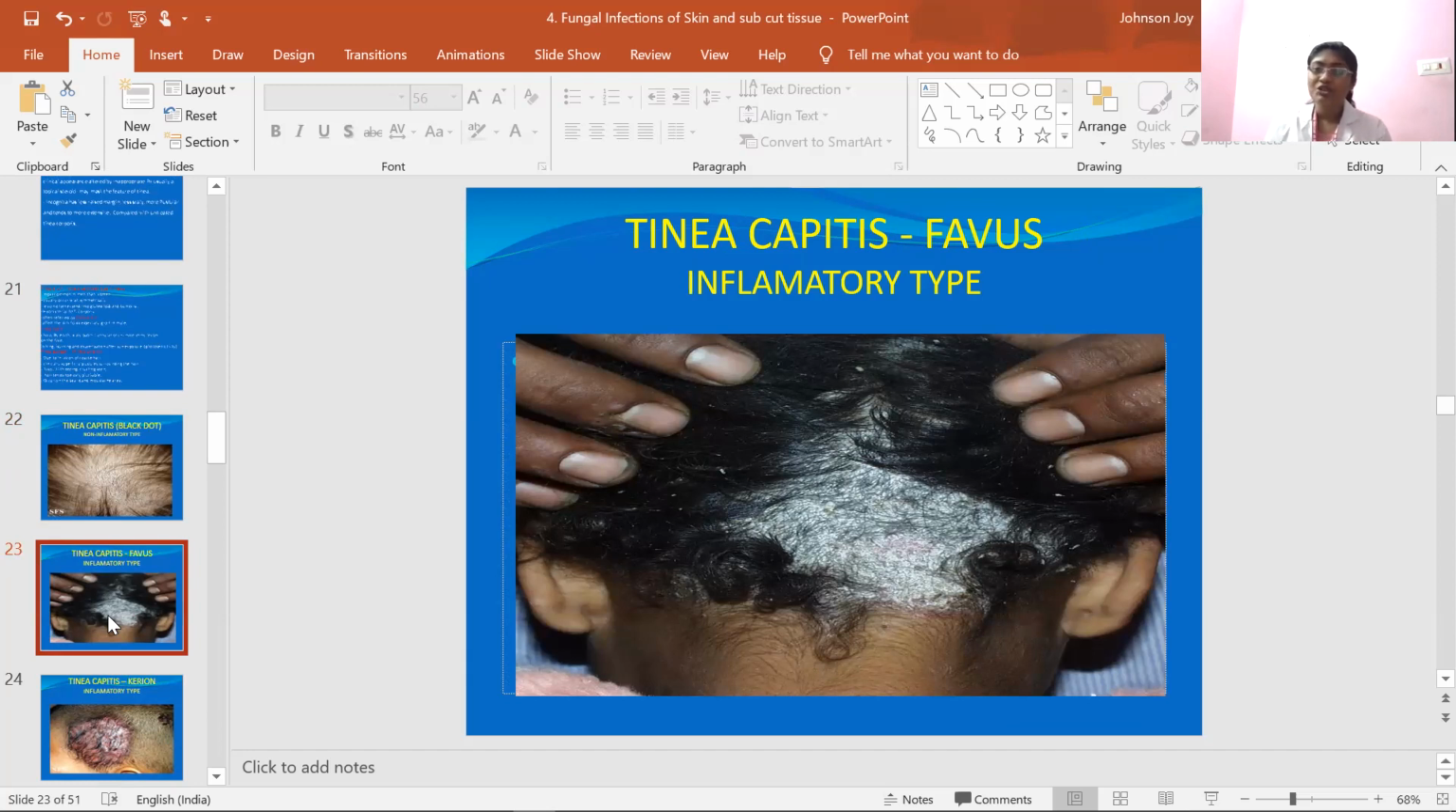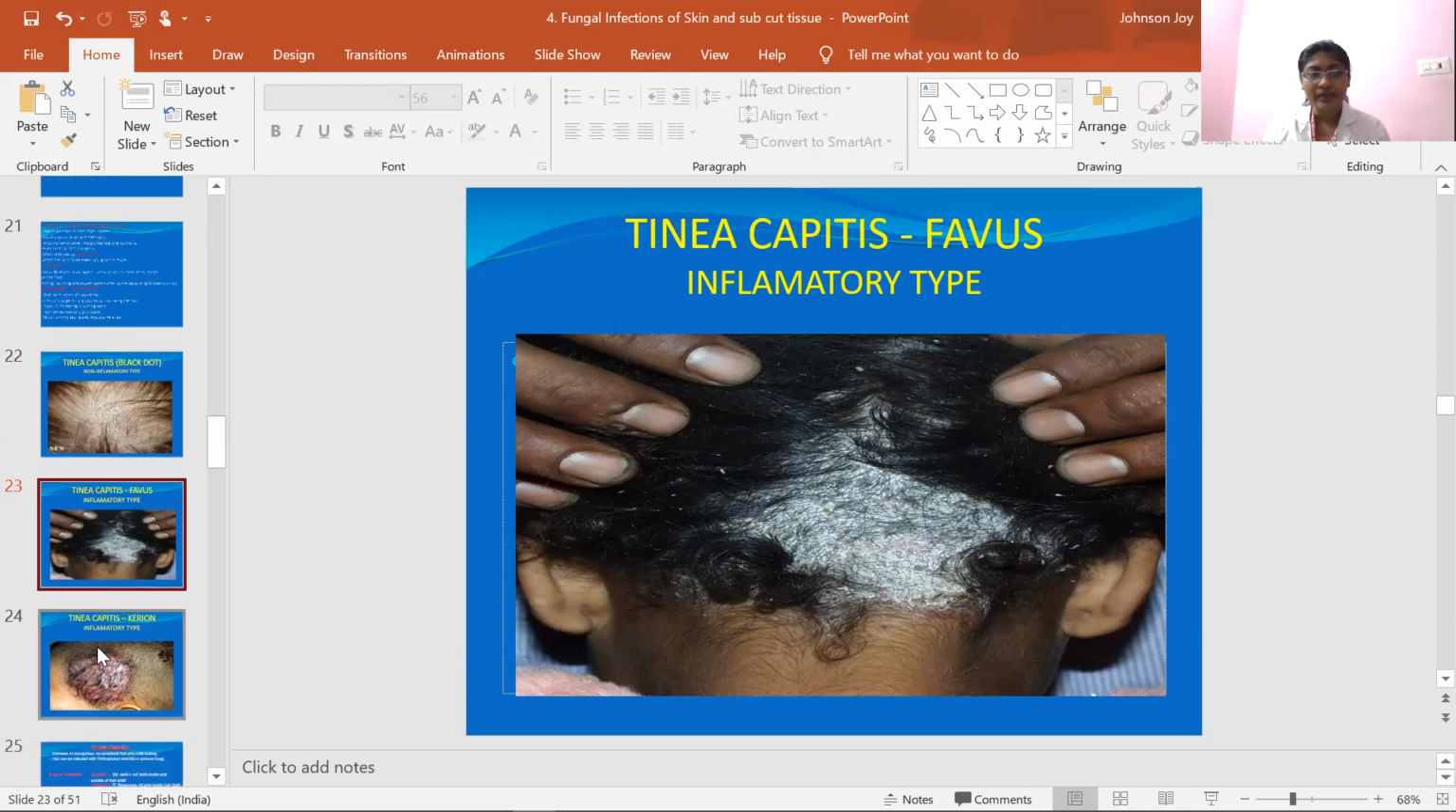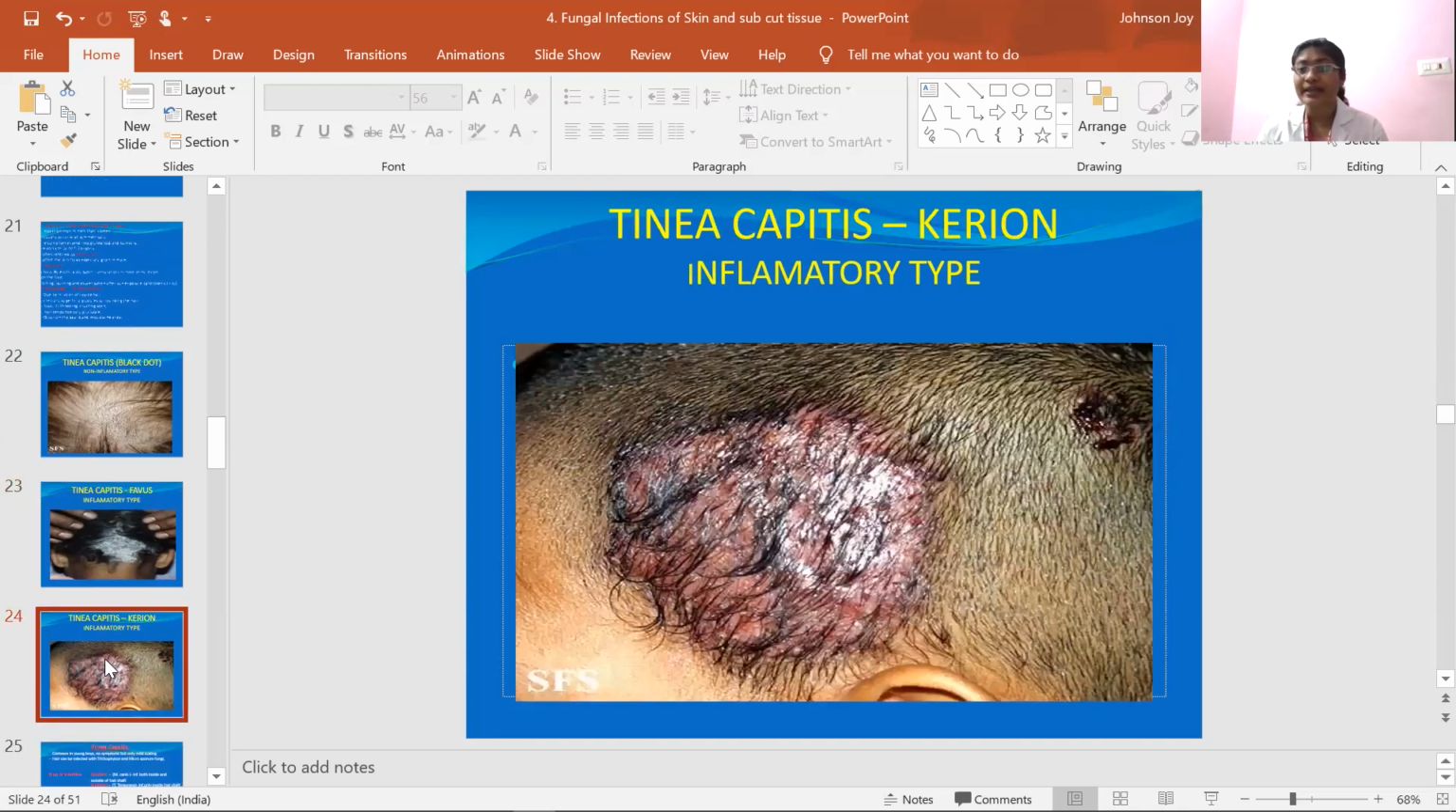So favus, which occurs in tinea capitis, is an inflammatory type where you can see scaling also. And the black dot type is a non-inflammatory type. And the third one which affects the capitis is again Kerion. So this is again an example of the inflammatory type. So Kerion and favus are both inflammatory types which occur in the scalp, and black dot type is a non-inflammatory type. So tinea capitis can manifest in three forms. It can be Kerion, it can be favus, or it can be black dot type.